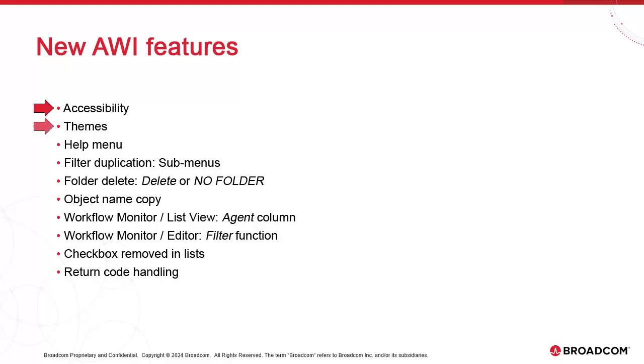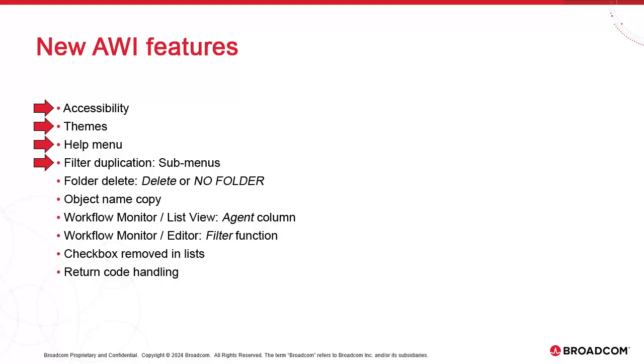We have new theming capabilities. We'll be able to change the theme and background colors and add custom logos, say one tailored to your company, in the head bar of the web UI. Then we've added a few items to the help menu, such as a direct access point to the Automic Learning portal. We've simplified filter duplication with standard submenus.